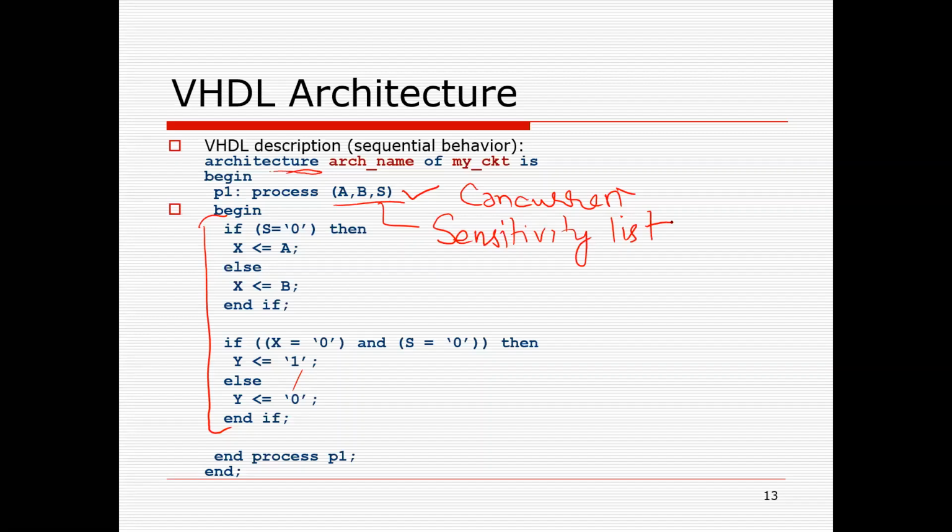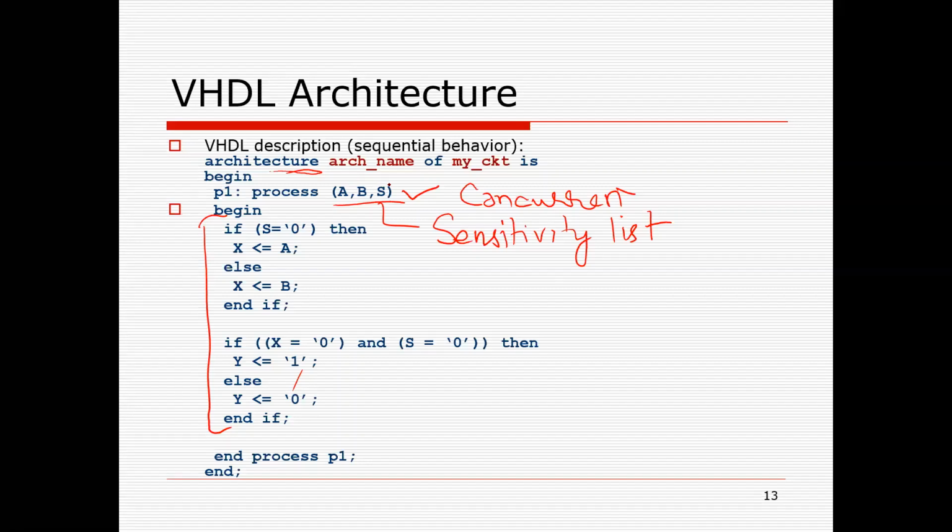Okay, so when should this process get activated? Because concurrent statements only get activated when there is an event on a signal. So whenever there is an event on A, B, or S, then this process will get activated. Now, what is an event? An event is a change of value on a particular signal. So if they are bit type, if A changes from 0 to 1 or 1 to 0, it is called an event. Similarly for others.